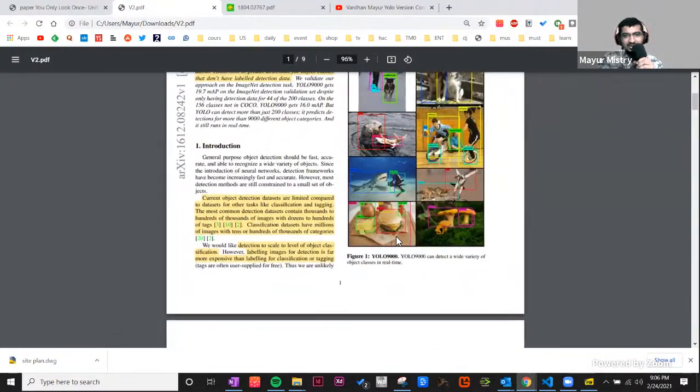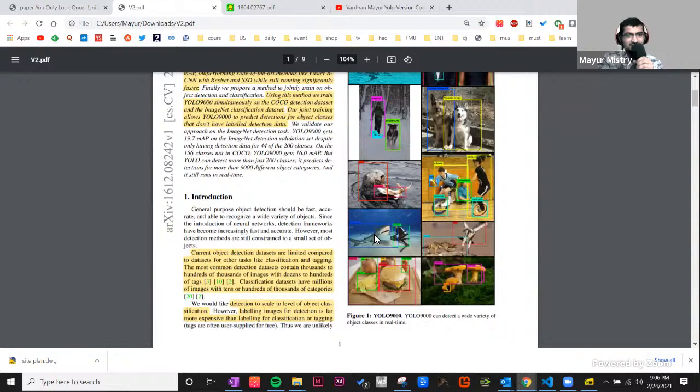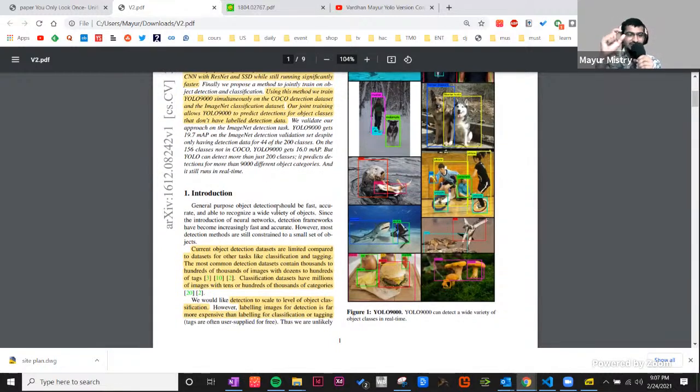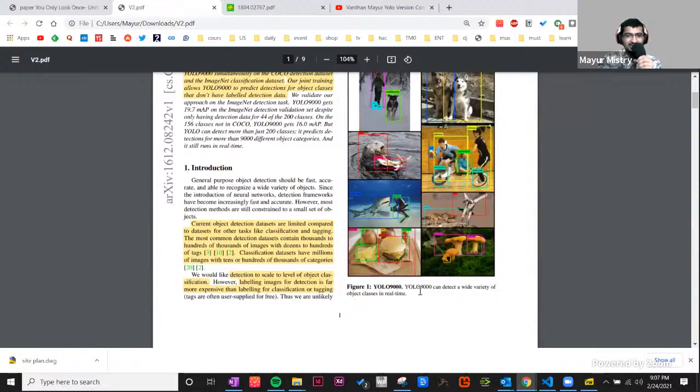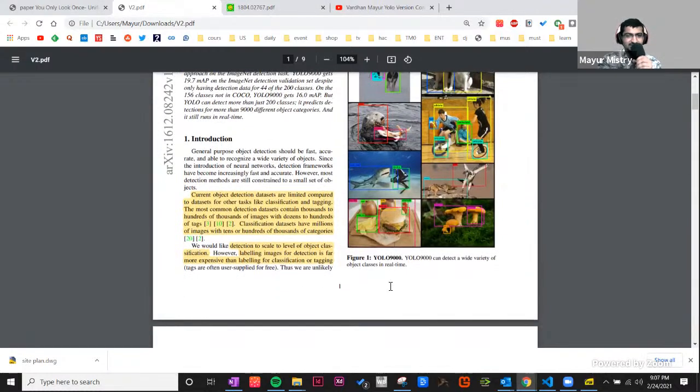So one thing to clarify between V2 and 9000: in V1 it was able to predict 20 classes of objects, and initially they proposed these modifications on V2 and were able to do those 20 classes, but then they increased the number of objects to 9000, and that's why they named that model 9000.